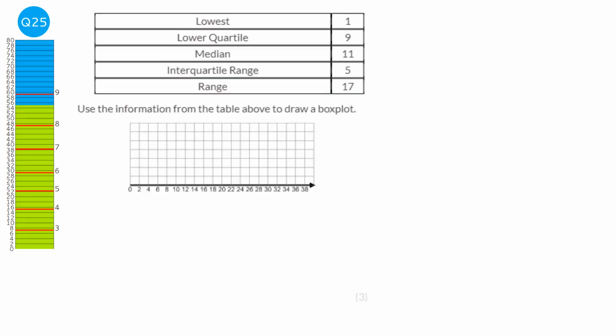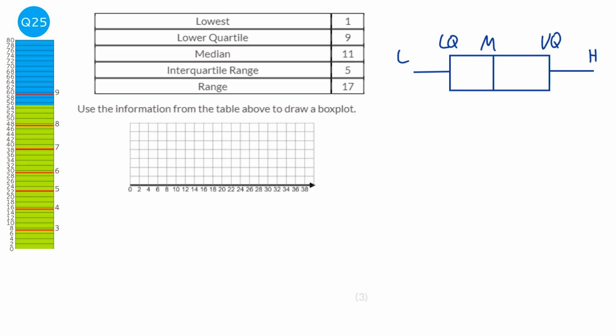A box plot starts with the lowest value, then it goes to the lower quartile. So we have the lowest value, then the lower quartile, then the median, then the upper quartile, and then the highest value. The lowest value is at 1 on this one, and normally we just put a little line at the end here. So we're going to put a line at 1, a little bit further to the right. There we go. And our lower quartile is 9, which is where the box starts.